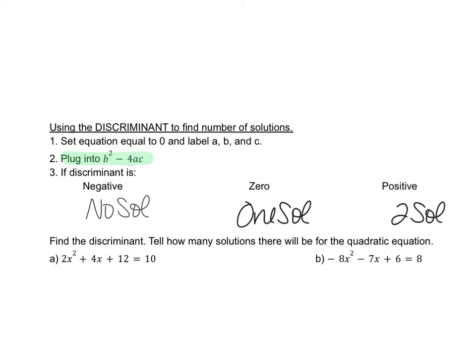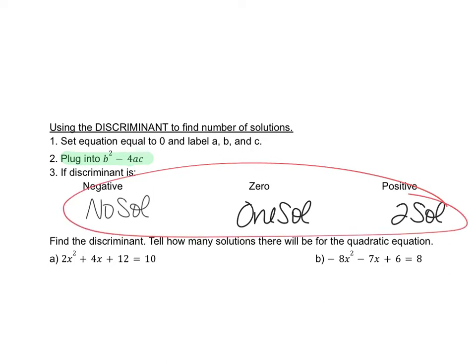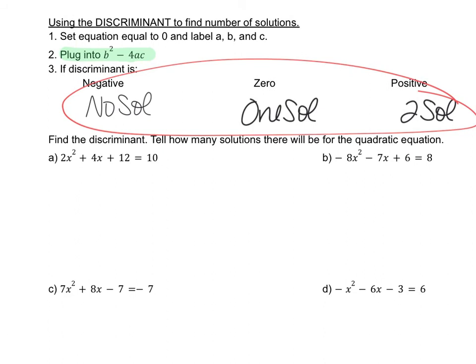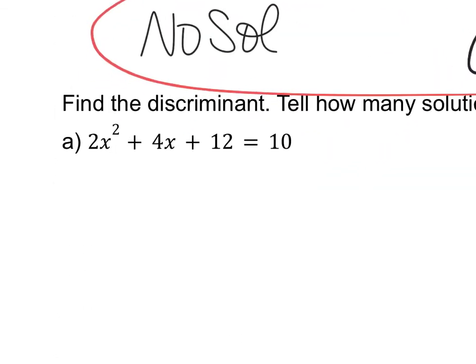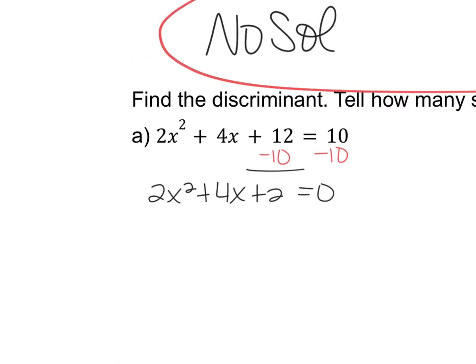Okay, so this is something that if you have a note card in the future, I would definitely have written down. So let's find the discriminant and tell how many solutions there will be for the quadratic equation. So first thing, of course, we need to get a 0 on one side. So let's move that 10 over for this problem by subtracting it. So that gives me 2x squared plus 4x, and then that would give me positive 2 equals 0. Okay, now for this problem, my a is 2. My b is 4, and my c is 2.